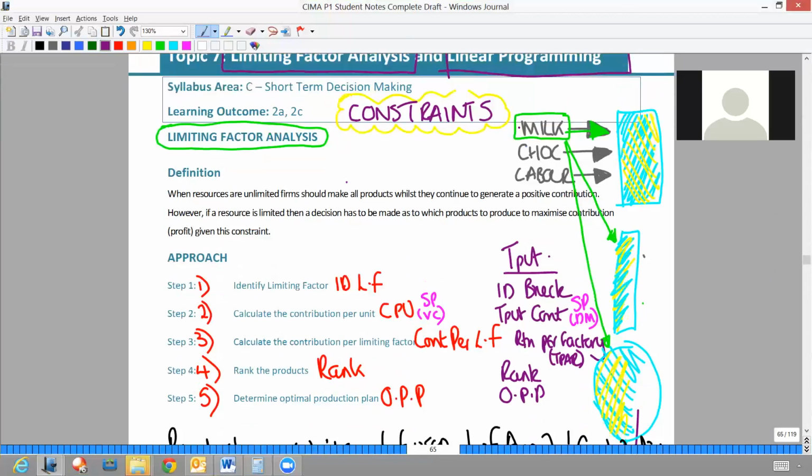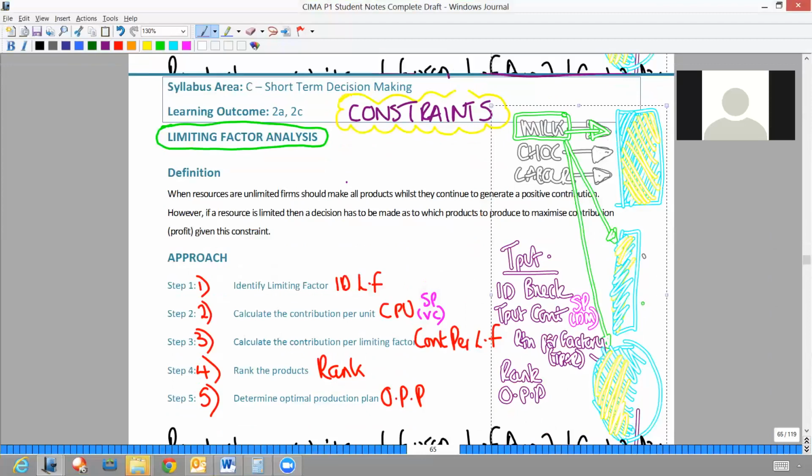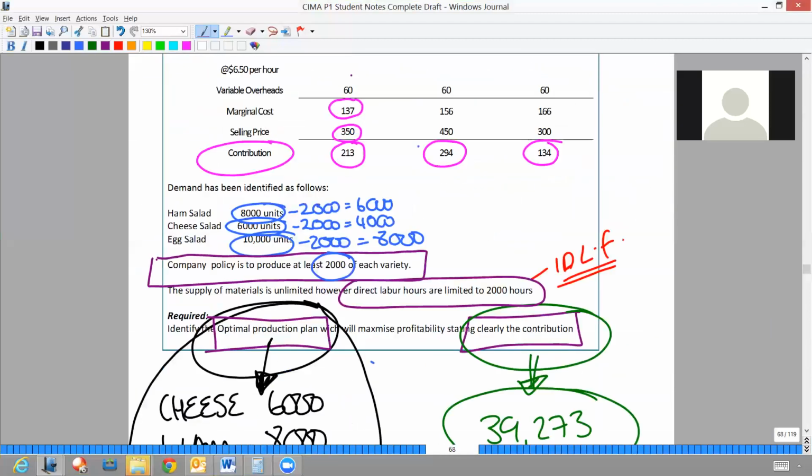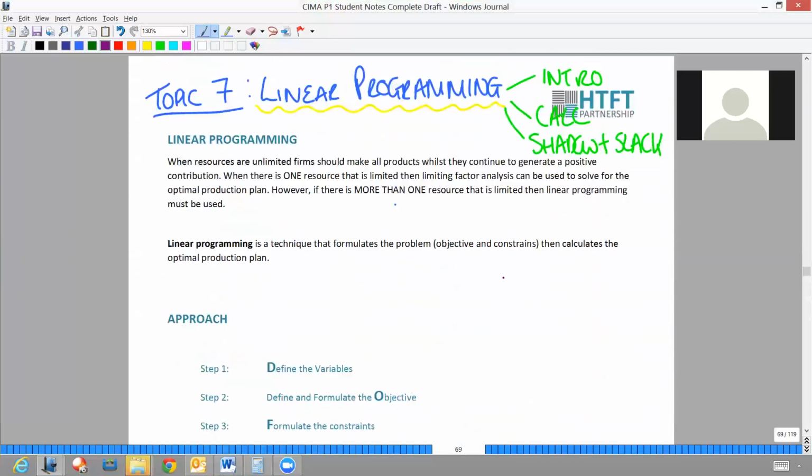our chocolate bars. Just going to copy this across. Okay, if we just take that down. No, it didn't work. Sorry about that.